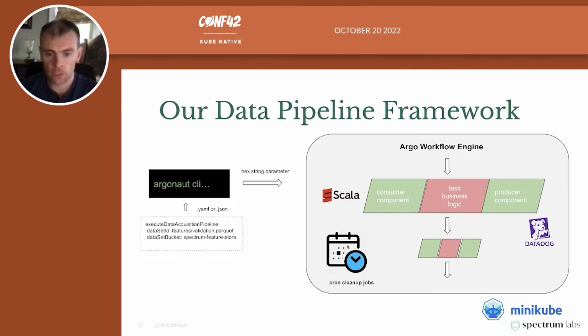We've also created cron cleanup jobs that can be used to clean up any headless Spark applications or also any long-running workflows. On each pod, we have deployed a Datadog agent, which will push up metrics and logs to Datadog. So we have a centralized location then for troubleshooting our Argo workflows.